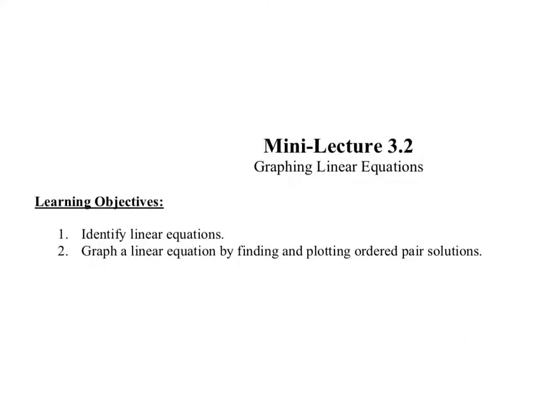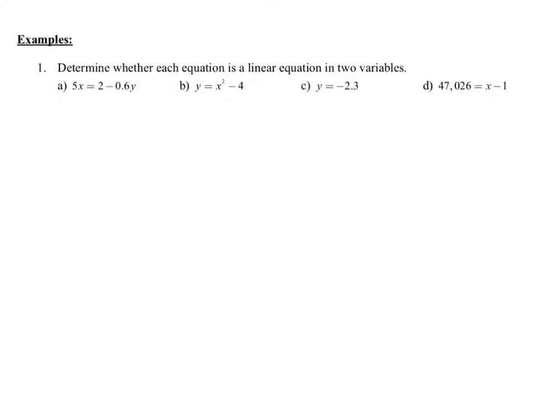In Chapter 3, Section 2, we are graphing linear equations. Our objectives are to identify linear equations and graph a linear equation by finding and plotting ordered pair solutions. In the first set of examples, we want to determine whether each equation is a linear equation in two variables.